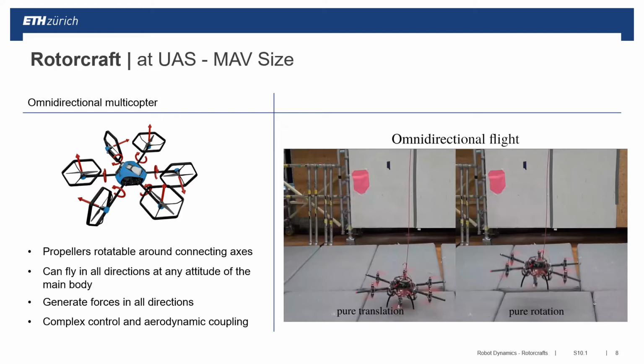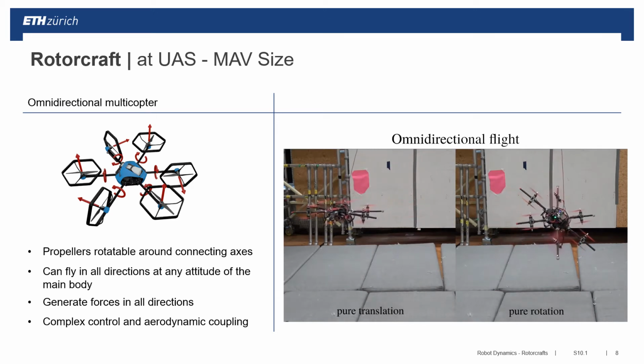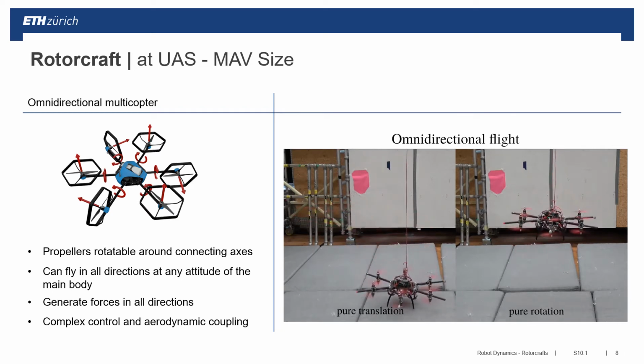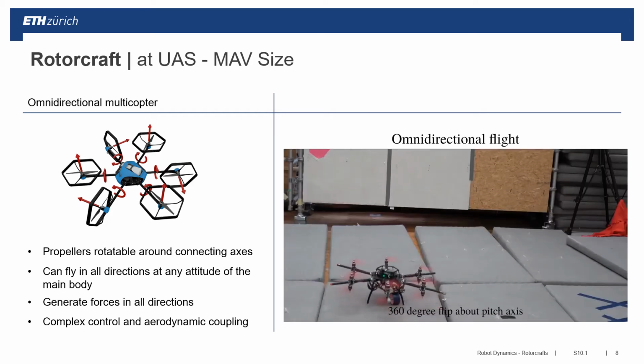Of course, these systems have a little bit more complex control and have some interference between the propellers, which blow into each other's flow. However, by using these systems, you can generate very new applications. As you can see here in this video, these omnidirectional helicopters can fly in rotation without moving in translation, or move in translation without changing the attitude of the body, which is not possible with a system which has no rotation of the main rotors.